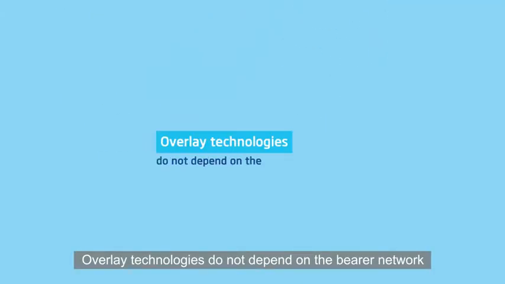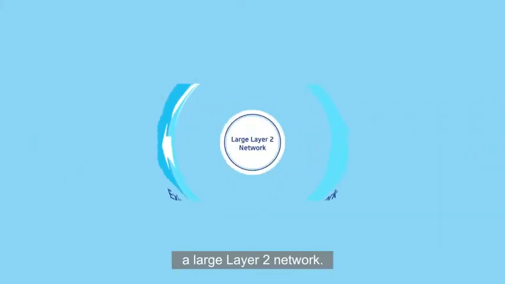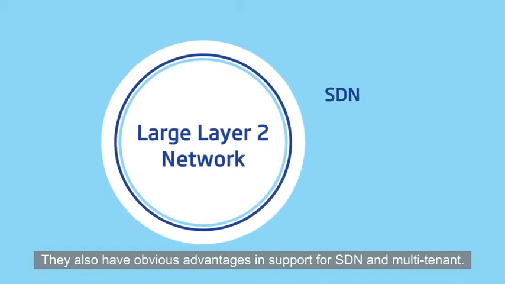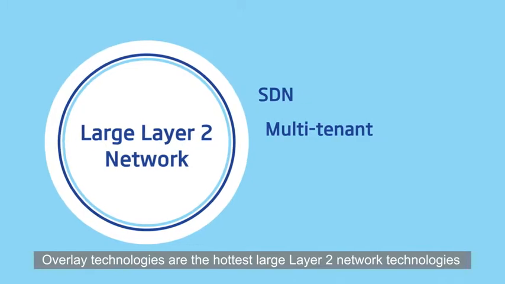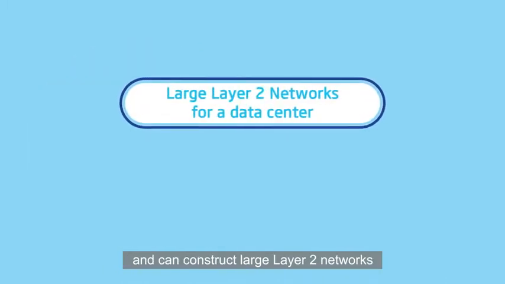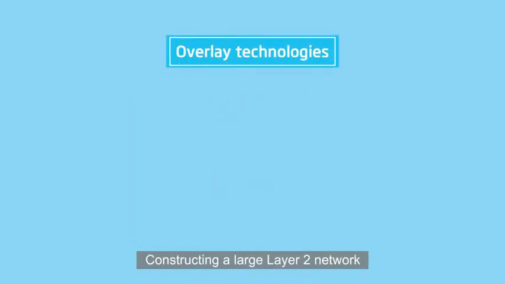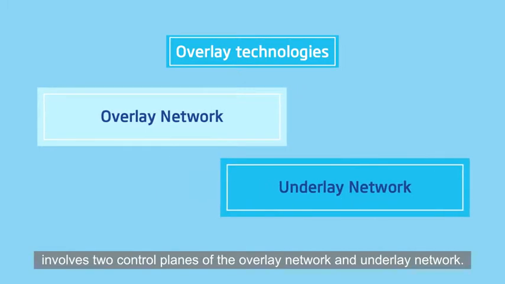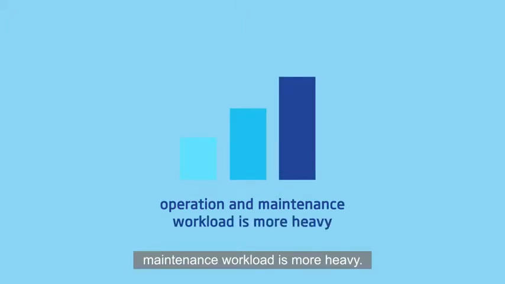Overlay technologies do not depend on the bearer network and fully use the existing basic network to construct a large Layer 2 network. They also have obvious advantages in support for SDN and multi-tenant. Overlay technologies are the hottest large Layer 2 network technologies and can construct large Layer 2 networks for a data center or across data centers. Constructing a large Layer 2 network involves two control planes of the overlay network and underlay network. Network management, maintenance, and fault location become more complex. Operation and maintenance workload is heavier.